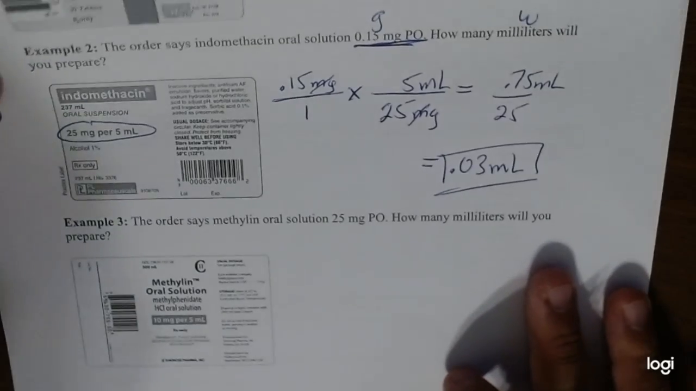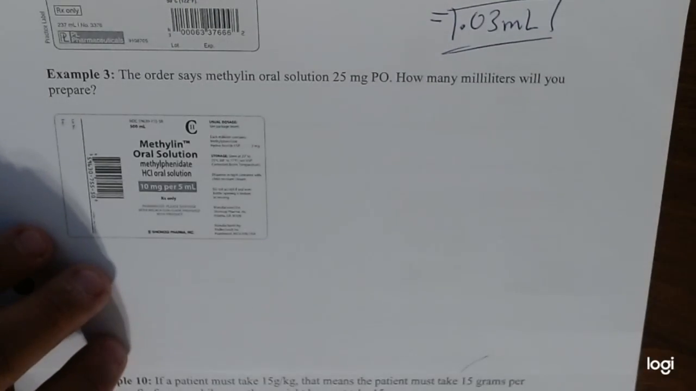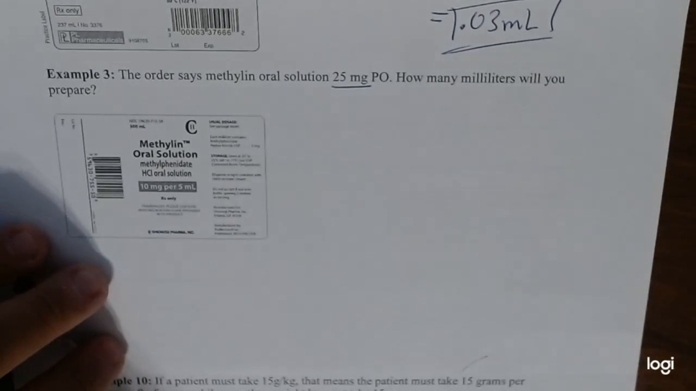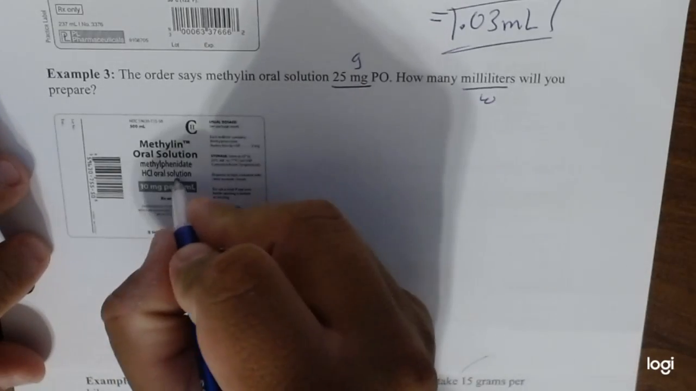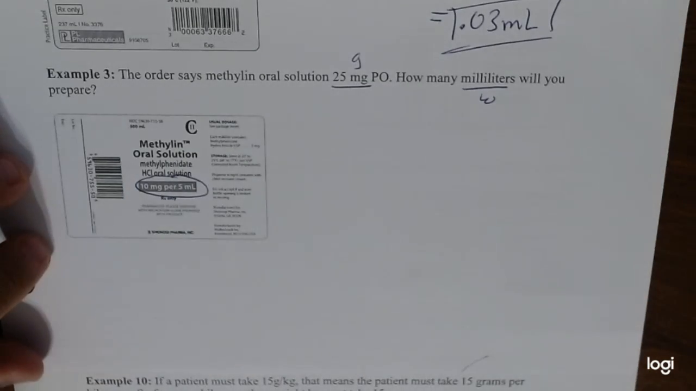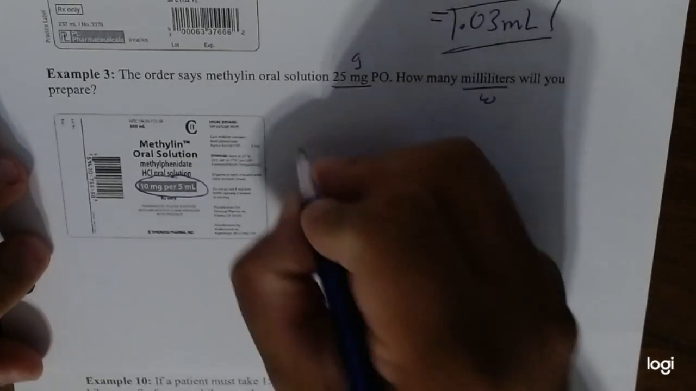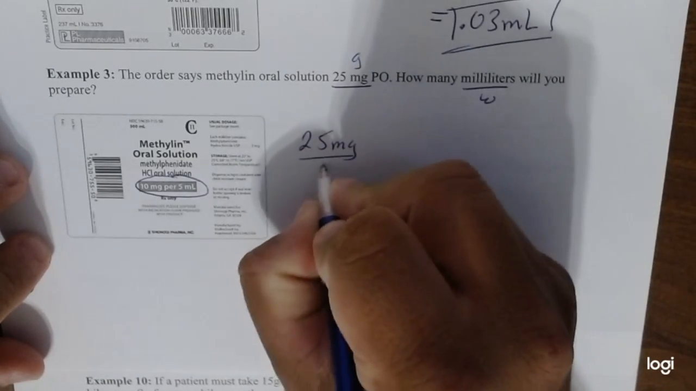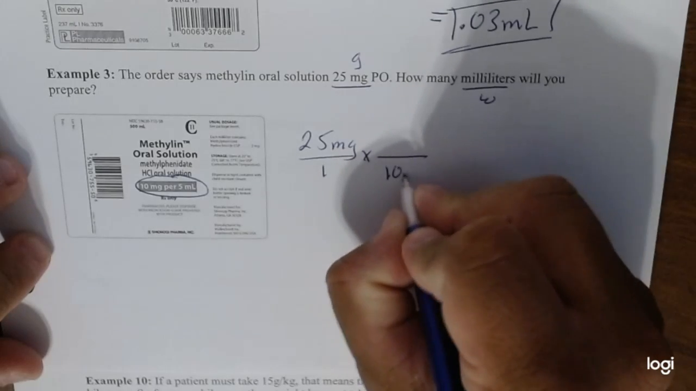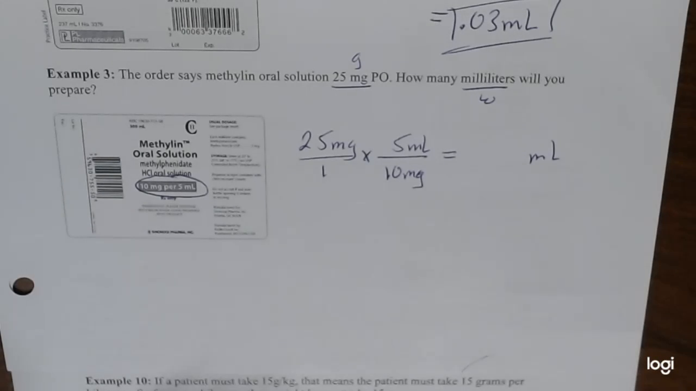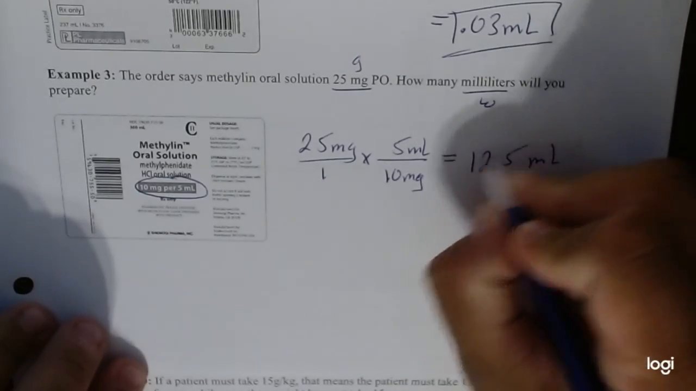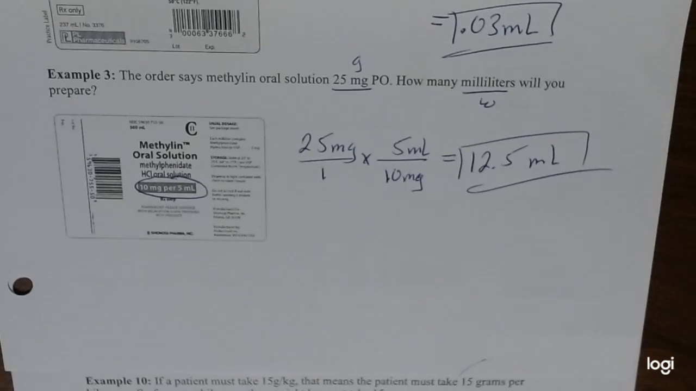Example 3, same concept. The order wants methylene oral solution, 25 milligrams PO. How many milliliters do we want? This is what we want, it's given to us, and according to our label, here is our conversion factor: 10 milligrams per 5 milliliters. Very similar to the one we just did. So we start with 25 milligrams. Milligrams have to be on the bottom, 5 has to be on top. Again, multiply, then divide. 25 times 5 is 125, divided by 10 gives you 12.5 milliliters.